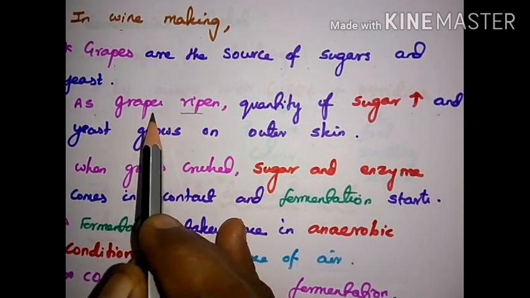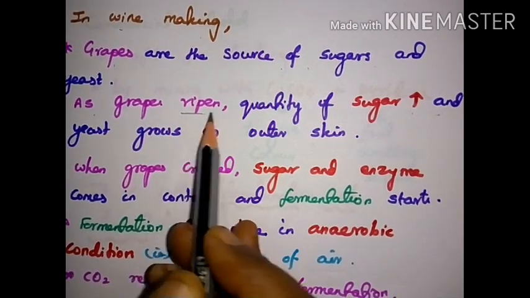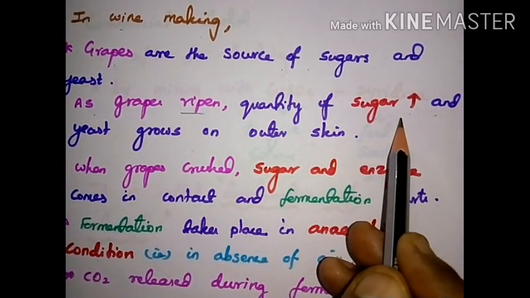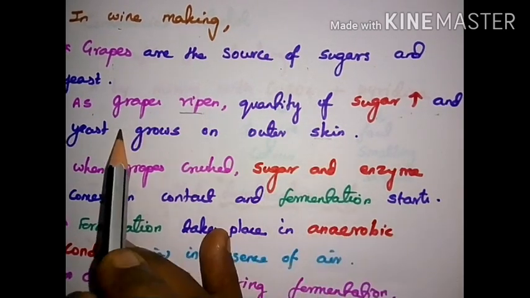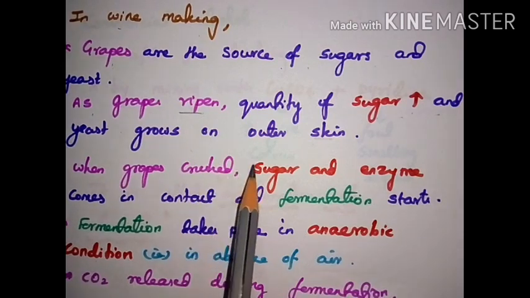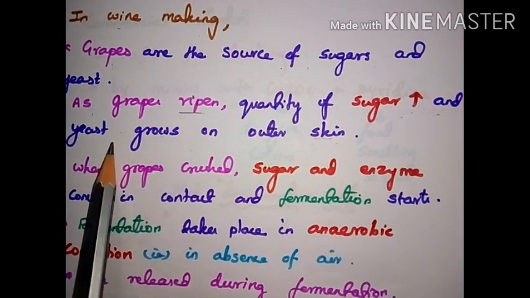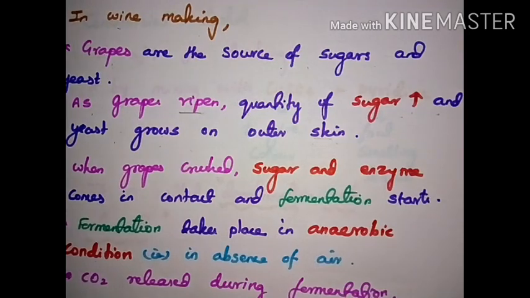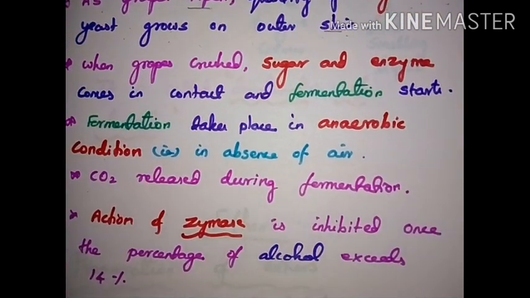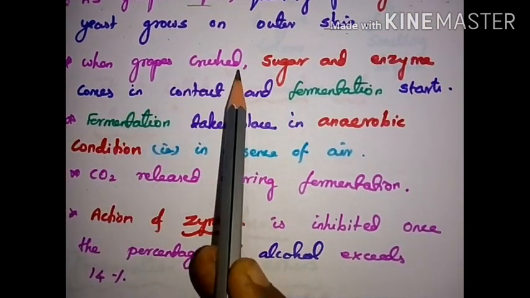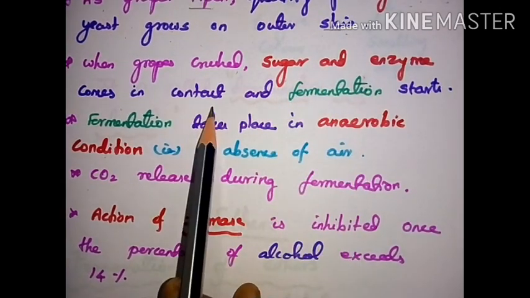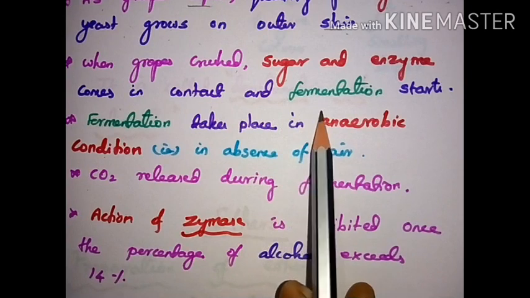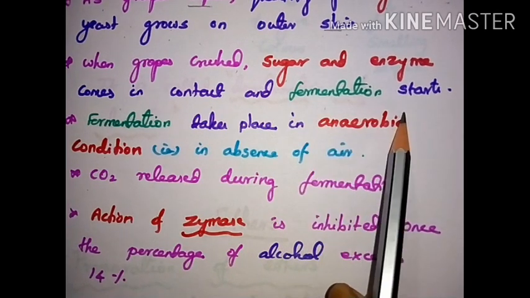So, when grapes ripen, the sugar concentration increases and yeast grows on the outer skin. That means when the grapes get crushed, what happens? Sugar and the enzyme come in contact and the fermentation starts.